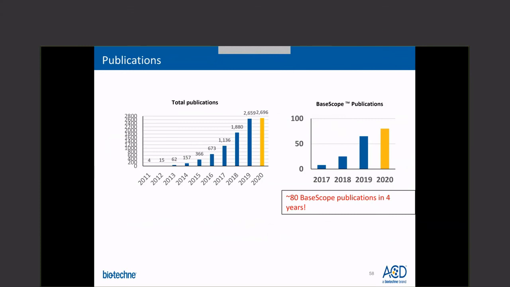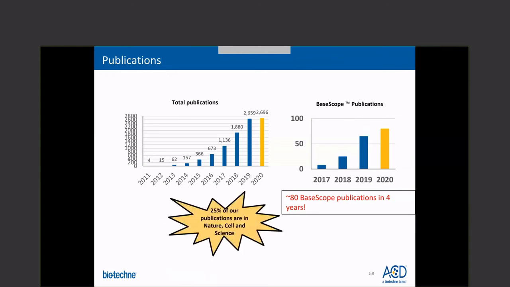Publications are a significant piece of scientific materials that researchers leverage for understanding current trends. ACD has over 2,600 publications to date. Within the thousands of publications, BaseScope has over 80 publications in just 4 years. A fun fact to know is that an average of 25% of our publications are published in Nature, Cell and Science, the top 3 scientific journals out there.